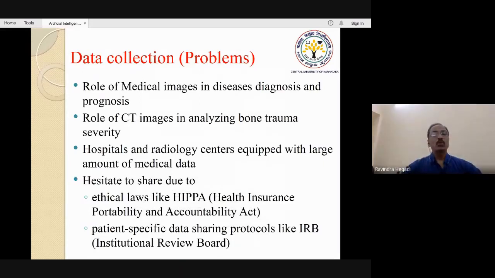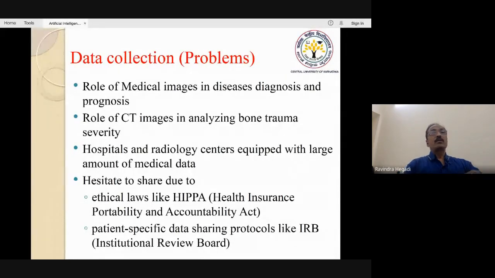Okay, so now let us come to how we have collected our images for our experiment. I was telling you why getting images is a very difficult part of your experiment: there are many issues. So what are the issues? Medical images play a very crucial role in disease diagnosis, prognosis, and treatment. Without images, you can't do any diagnosis.